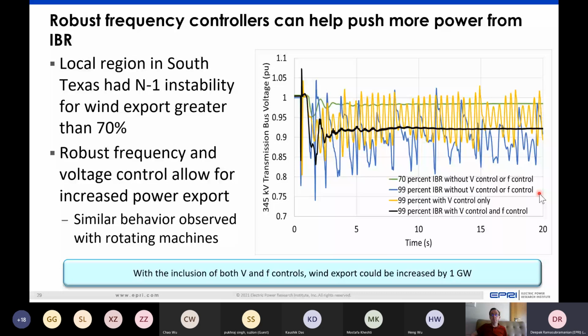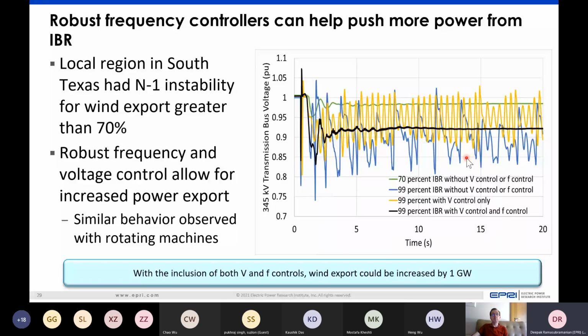We just chose a few select ones. And by adding this control to them, we could increase the export from this region by 1 gigawatt with everything else remaining the same. So ramp up the IBR percentage, take them to 99%, reduce the amount of synchronous generation, reduce the load and increase the export. We could increase the export by close to 1 gigawatt by bringing these increased controllers into the network.